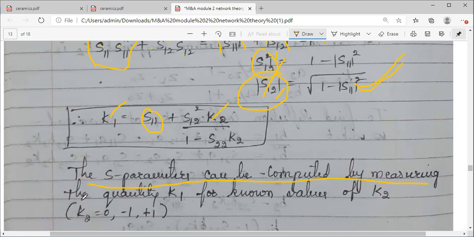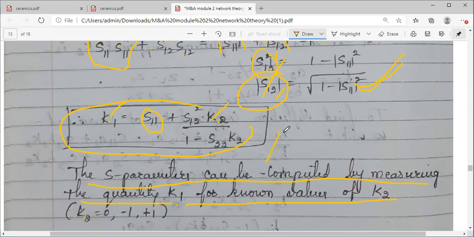Okay. So this quantity K1 we can measure experimentally in your labs for known values of K2. For K2, one time you keep it 0, one time keep it -1, one time keep it +1. So if you keep on changing K2, you can measure K1 experimentally. Once K1 and K2 are known to you, you will get a set of equations. Once you get the set of equations, then you can find S11 and all the remaining S parameters.